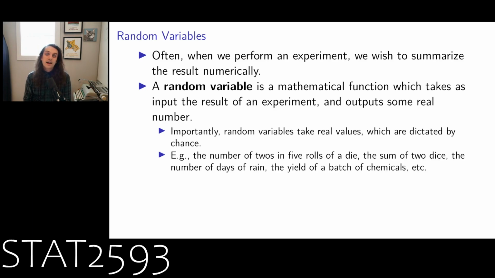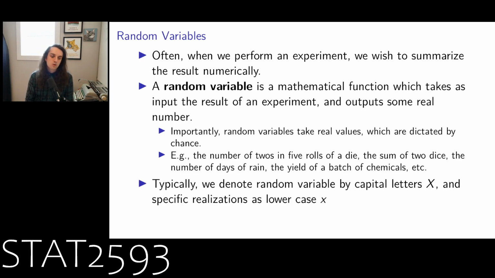You can think about endless numbers of examples of this, and we'll see them throughout the course, but just to start here, the number of twos, if you roll a dice 5 times, is going to be a random variable because we take 5 rolls of the dice and we summarize it with a number. The sum of 2 dice, right? Instead of the combination, we're summarizing that with a number. The number of days of rain, say this week. The yield of a batch of chemicals, and so on, right? Anything that you summarize an experiment with using a numerical value is going to be a random variable.